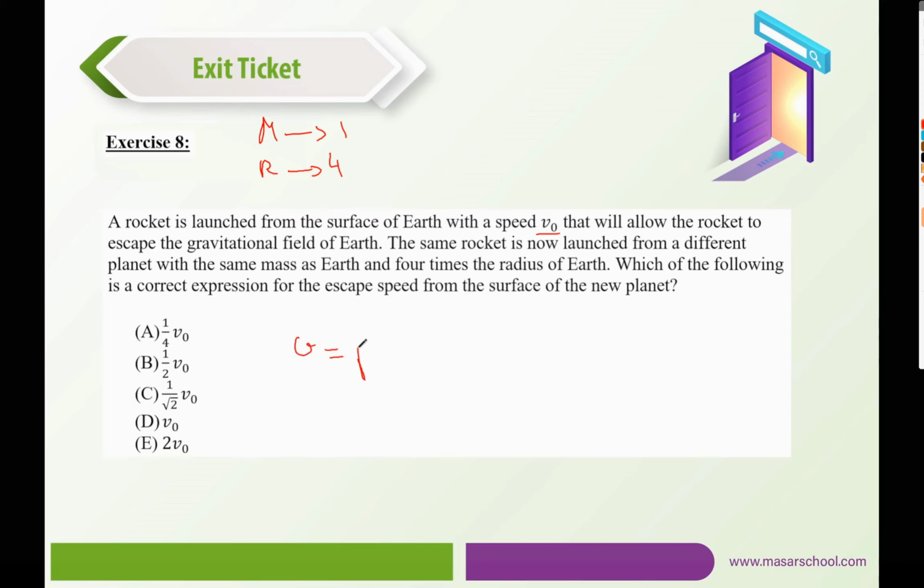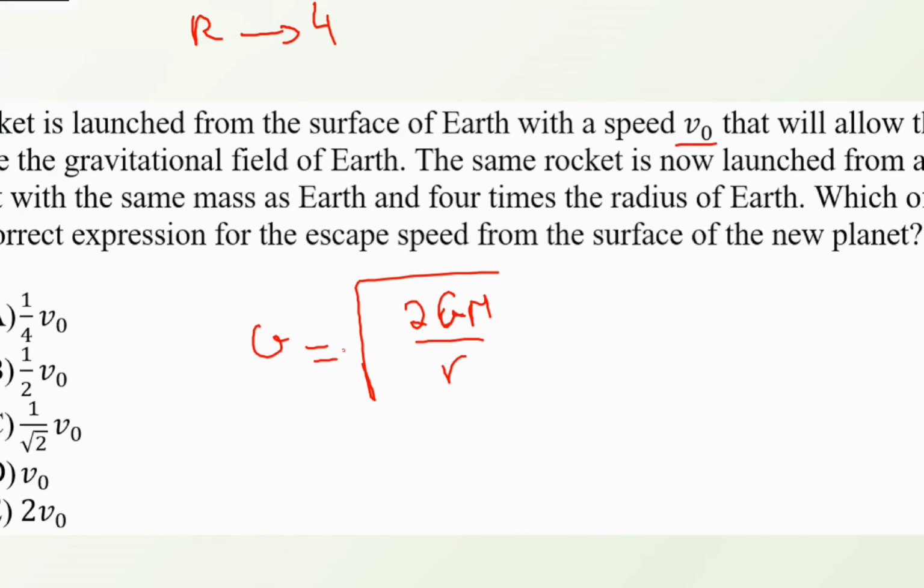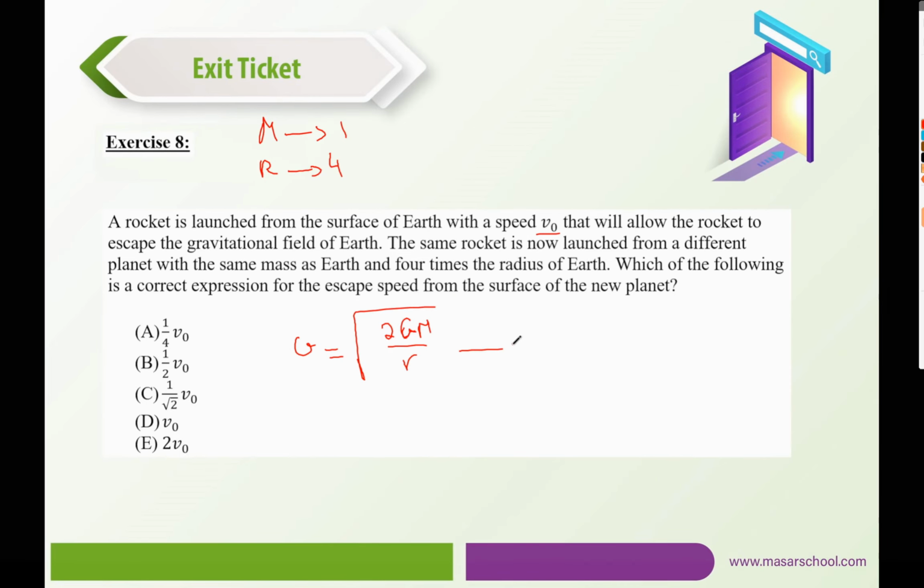We know that the escape speed is given by the square root of 2GM divided by r. This cannot be used in free response unless we derive it from scratch. Now we can apply the factor of change: 1 multiplied by 1 multiplied by the square root of 1 divided by 4, which means it's half, making the correct answer B.